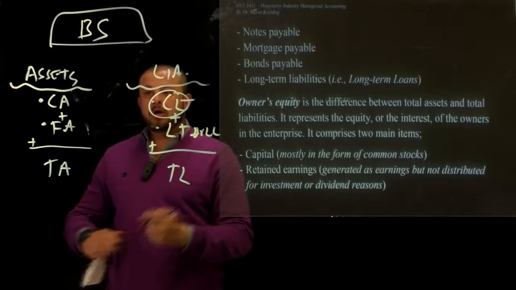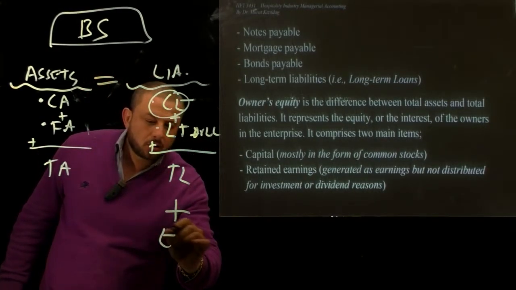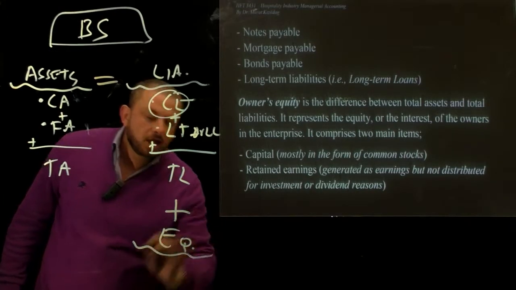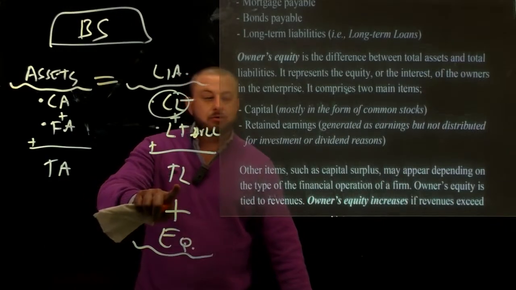We have one more. It is called owner's equity. Owner's equity is the difference between total assets and total liabilities.